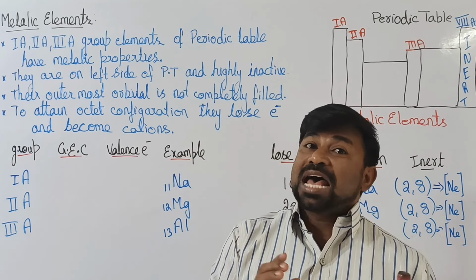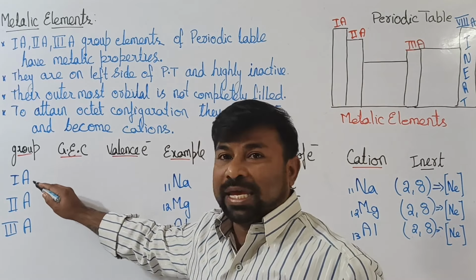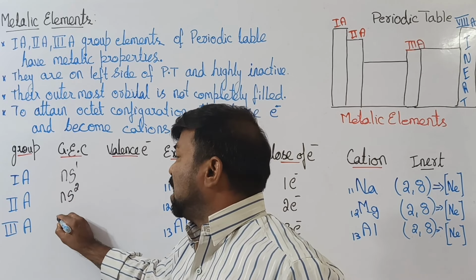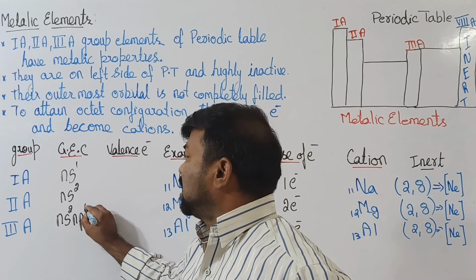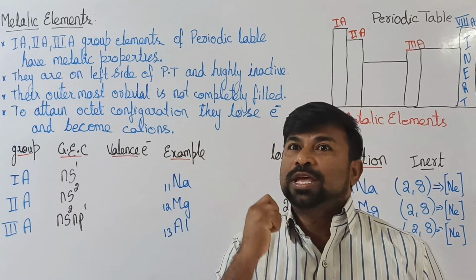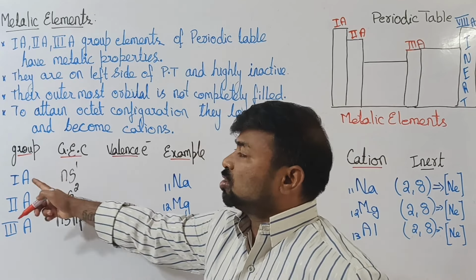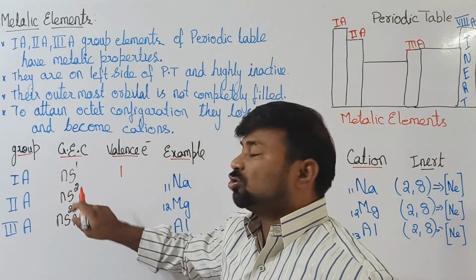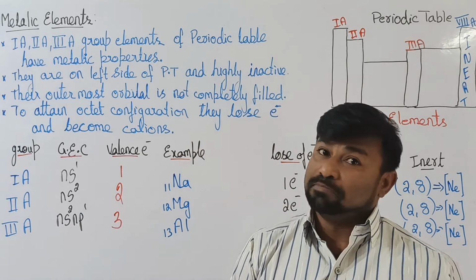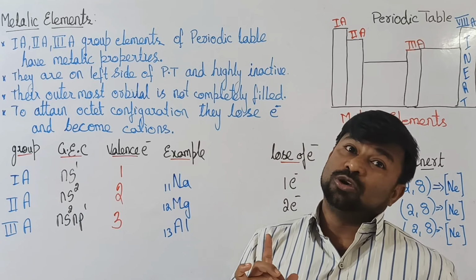And please remember, as they are towards the left side of the periodic table, the general electronic configurations of 1A, 2A and 3A are ns1, ns2 and ns2 np1. These are the general electronic configurations. But please remember, everything depends upon stability. And when do they become stable? If the outermost orbital is completely filled. But if you check, the valence electrons of the first A group elements is 1, of the second A group elements is 2, and of the third A group elements is 3. Please remember, only if you have an octet, that is 8 electrons in the outermost orbit, do they become stable.